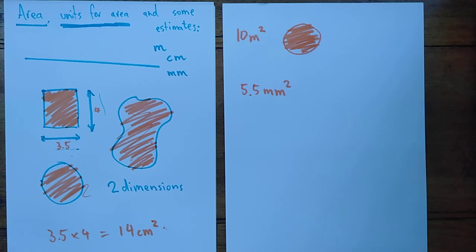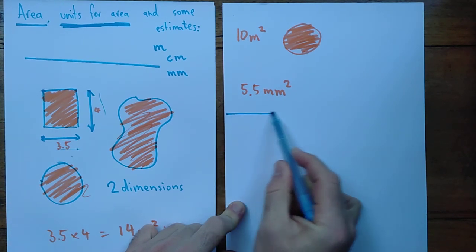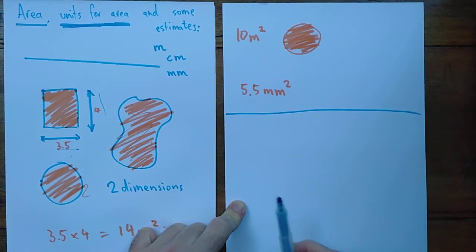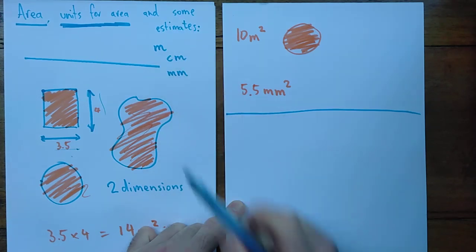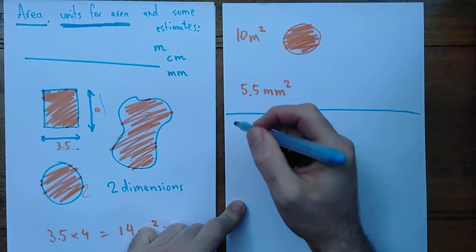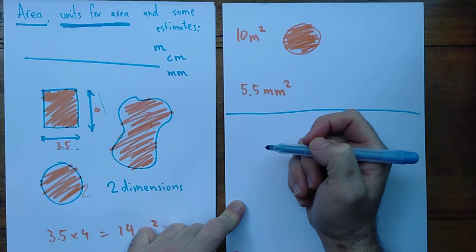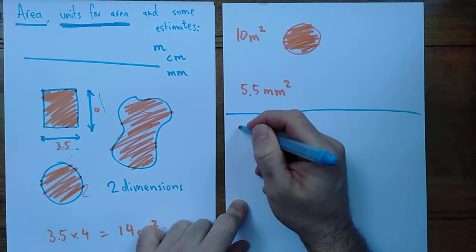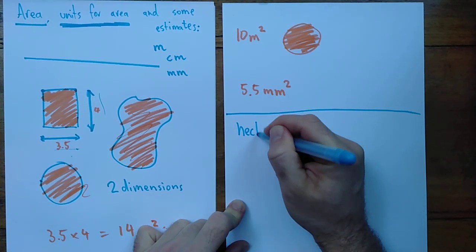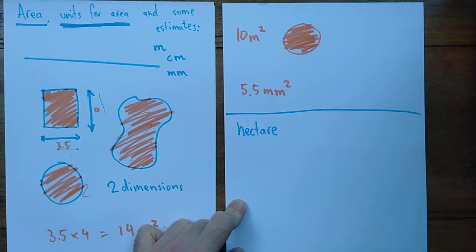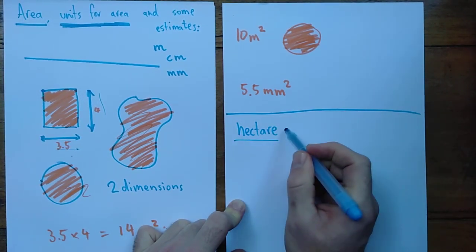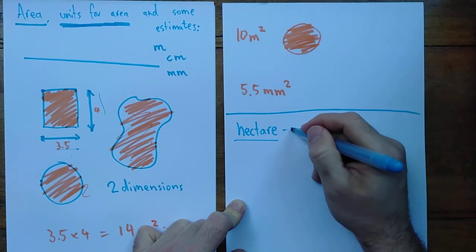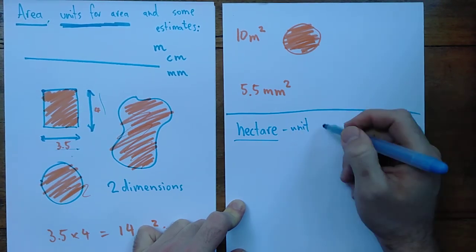Okay, finally, I want to introduce one more unit of area, which is a bit strange, and then I want to talk about some estimates. So, this last idea is this unit called a hectare. A hectare is a unit that is just for area.